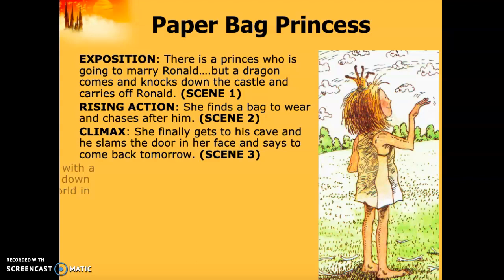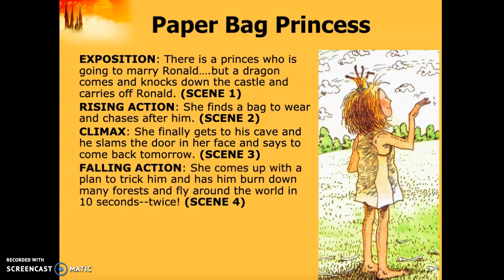before she starts working on her solutions, which then we have our falling action when we start to notice that things are starting to go her way, where she comes up with her plan to trick him, and she has him burn down many forests, and she has him fly around the world in 10 seconds twice. And I'd call all of that happening in scene 4.